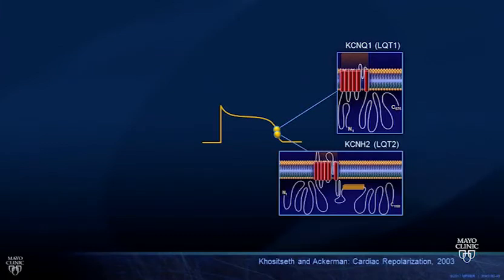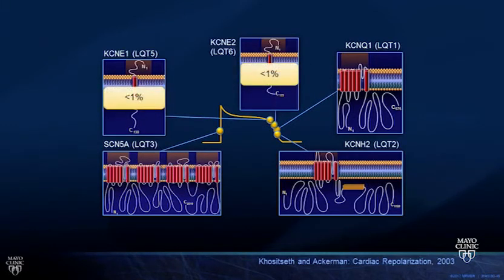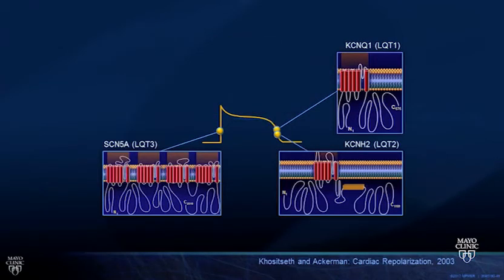LQT2 conveniently is second most common. Loss of function to the voltage-gated potassium channel, IKr. About 25 to 30% of all families are LQT2. LQT3 conveniently is the third most common, and this shifts over to leaky sodium channels, or a gain of function in the sodium channel, in other words, the opposite of Brugada syndrome and sodium channel loss of function, and about 5 to 10% of all families are LQT3. The minor genes, they're minor, so who cares?